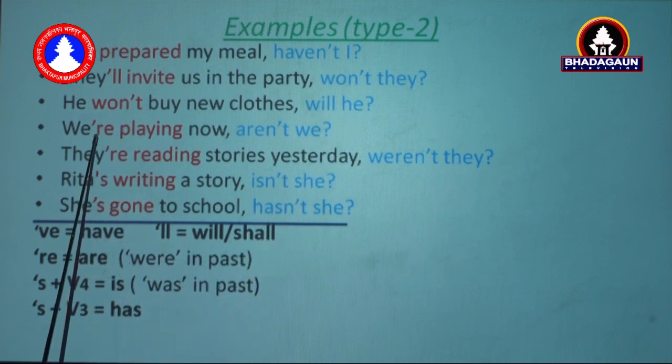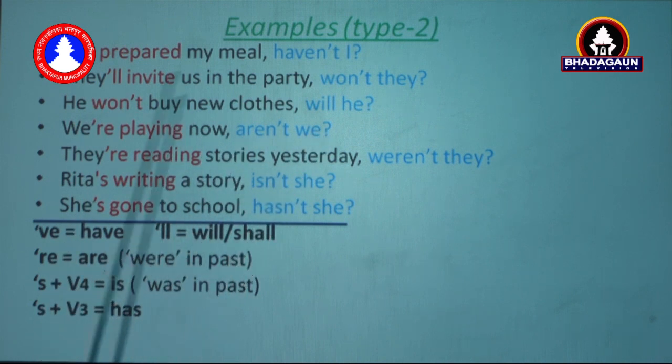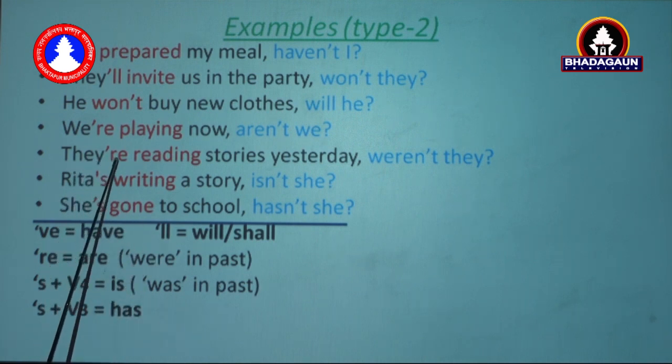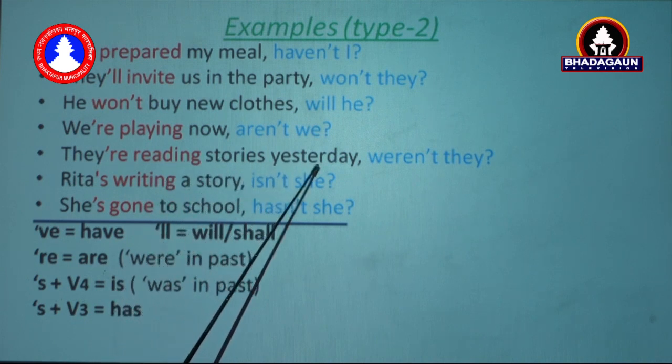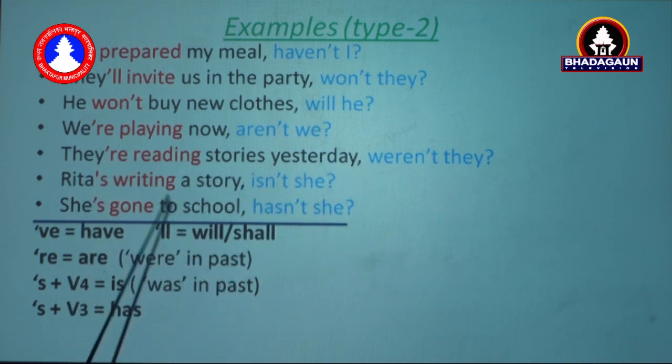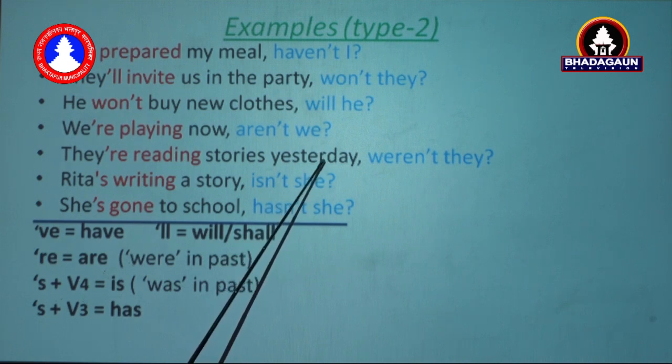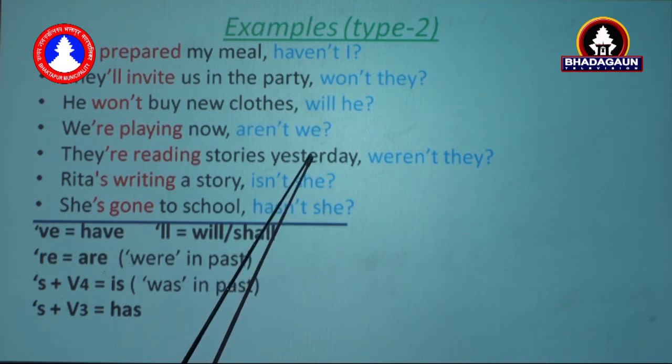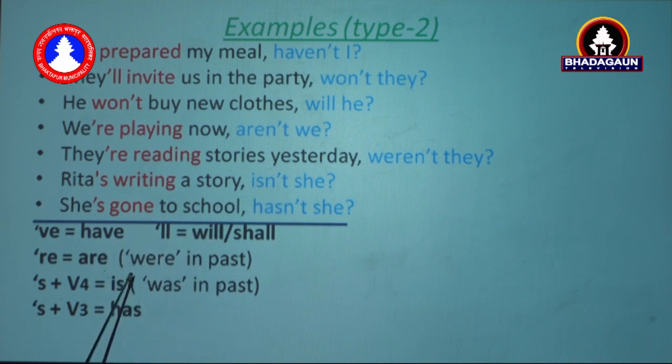We're playing now. Apostrophe re means are. So aren't we, the statement is positive, the tag is negative. Sometimes re means were also in the past. If the statement signifies a past condition, in such a case we use were also. For example, let's see, they're reading stories yesterday. Here apostrophe re, and yesterday is the past word that signifies the situation is past. That's why I use were.